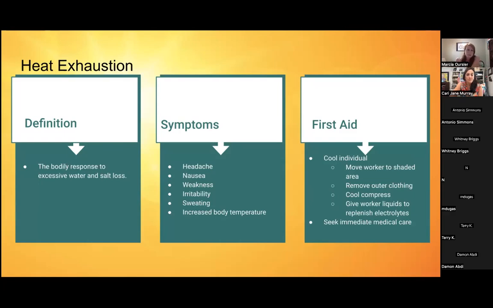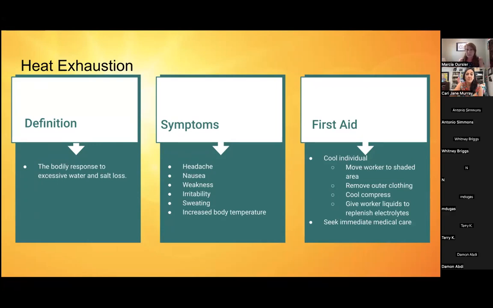And symptoms of heat exhaustion, these can mimic what might look like a stomach virus, but things like headache, nausea, weakness, irritability, sweating, increased body temperature. You can have symptoms from heat exhaustion in the moment when you're exposed to heat, or you can have these symptoms present themselves hours later when you're at home, beyond the exposure of heat. So that's something to be aware of.